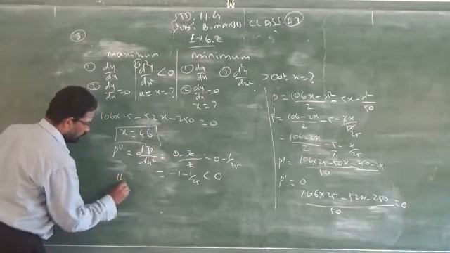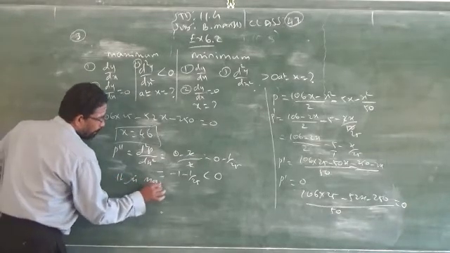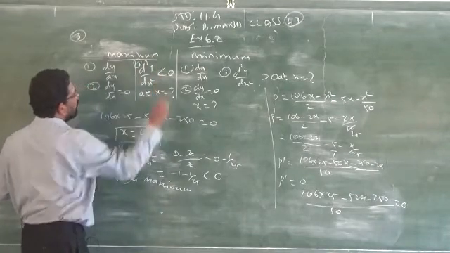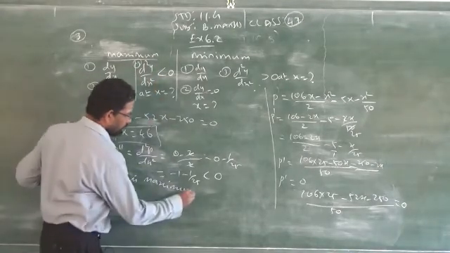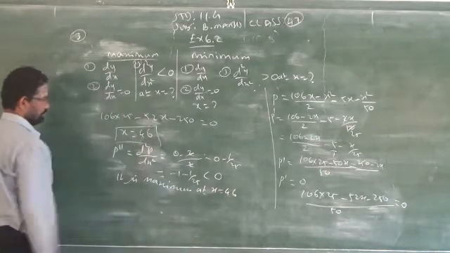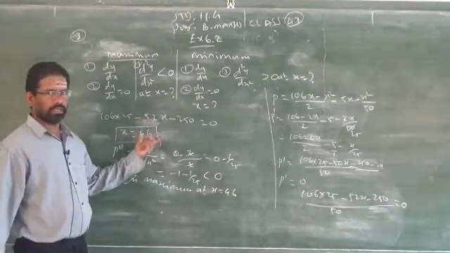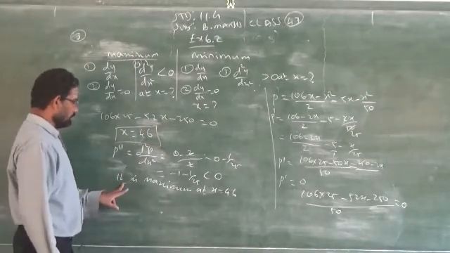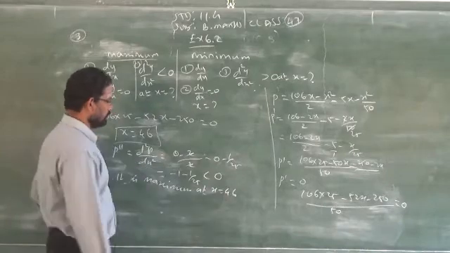You have to write it is maximum. See the rules. If it is less than 0, what is it? Condition. So maximum at x is equal to 46. How do you get 46? You have to simplify and write. Clear? So you have to write the conclusion like this. It is maximum at x is equal to 46.